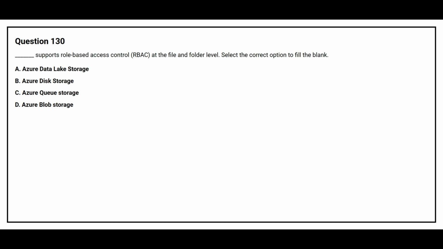Question number 130. Blank space supports role-based access control, RBAC, at the file and folder level. Select the correct option to fill the blank. Option A. Azure Data Lake Storage. Option B. Azure Disk Storage. Option C. Azure Queue Storage. Option D. Azure Blob Storage. The correct answer is Option A. Azure Data Lake Storage.